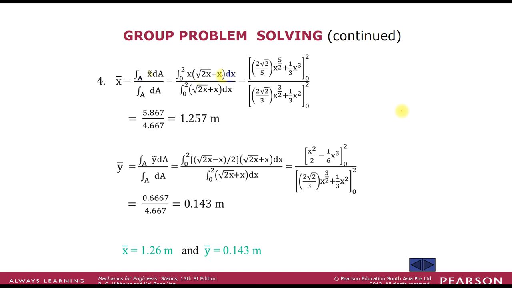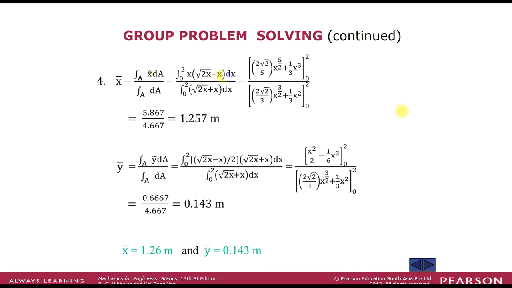we have to integrate x and also square root 2x plus x, which is square root of 2x to the power of 1/2, and then x. So if you try to open it, you have to have another x and also x squared. So then we get this kind of, when we integrate it, we get 2 times 2 square root 2 over 5 times x to the power of 5/2 plus 1/3 x cubed.